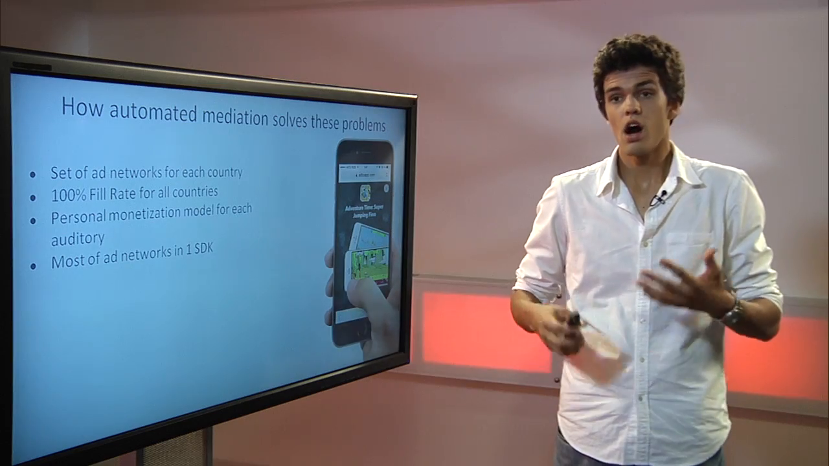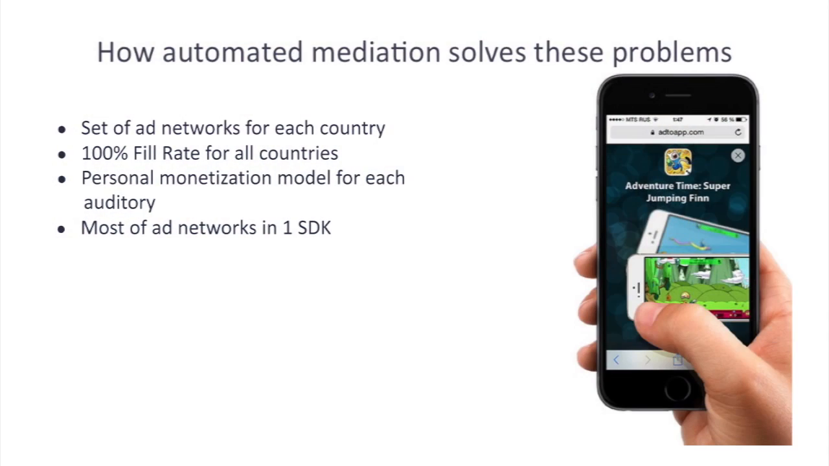As a result, automated mediation will have most of the networks collected in one SDK, which is very useful for you. And you will get the Pro mode, in which you can do a lot of custom settings, like turning off specific networks or turning off advertisements from your rivals.